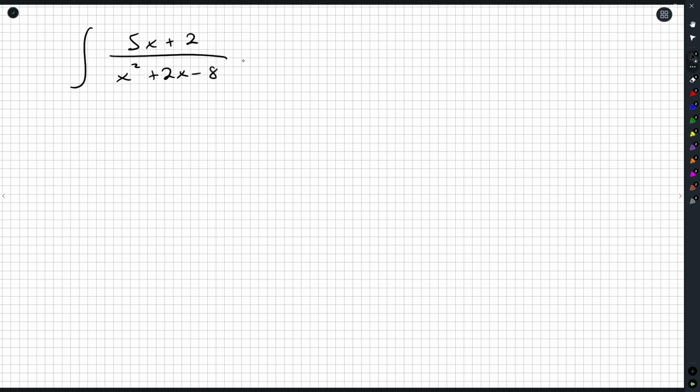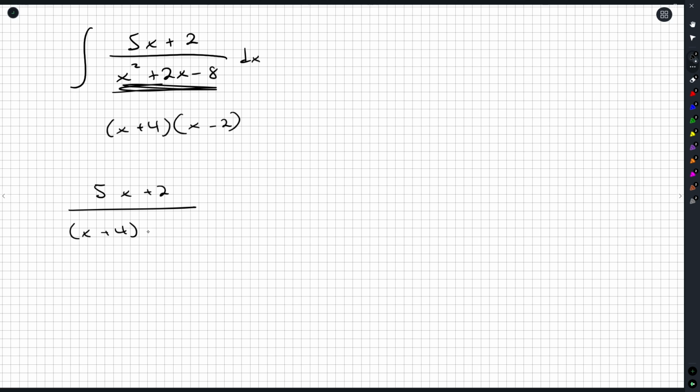It's a polynomial divided by a polynomial, and there's a great way to do this, which is a partial fractions decomposition. All right? First things first, let's factor the quadratic on the bottom. So I need two numbers that multiply to 8 and have a difference of 2. 4 and 2 will do the trick. So we'll say plus 4 and minus 2. Okay? So what we've got here is, let's ignore the integration for a moment. We've got (5x + 2) over (x + 4)(x - 2).